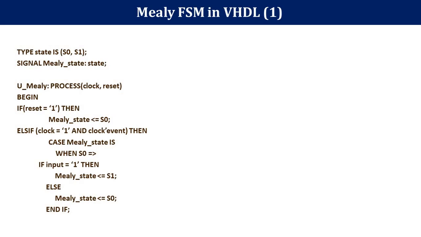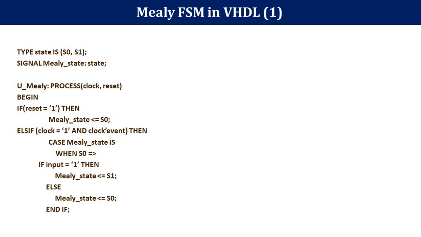Then process clock, reset. Begin. If reset equal to 1, then Mealy state is equal to H0. Means when reset is 1, Mealy state is the first state. Else if we check the clock equal to 1 and clock'event, then case Mealy state is, now we have to check the state.